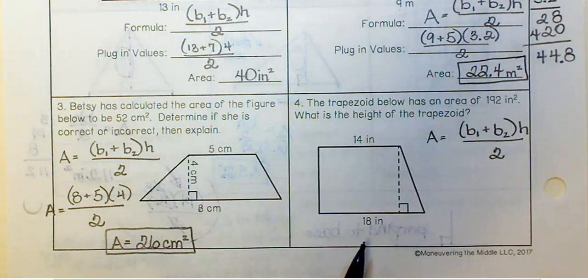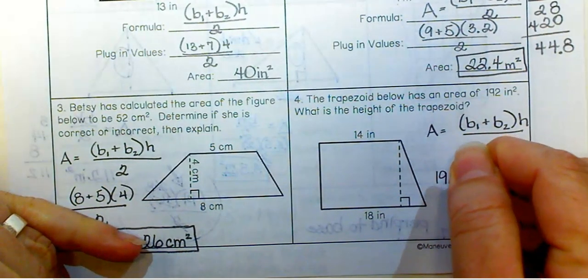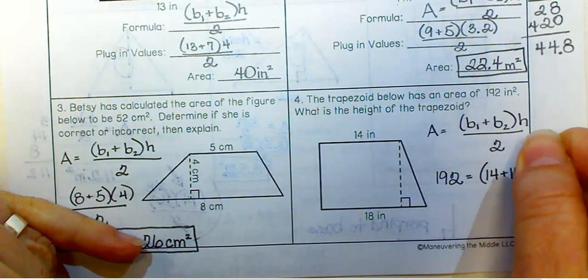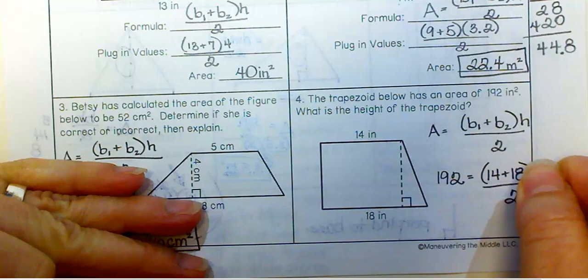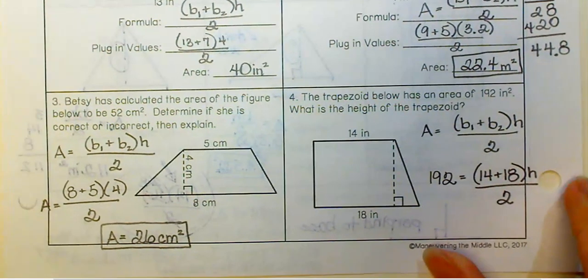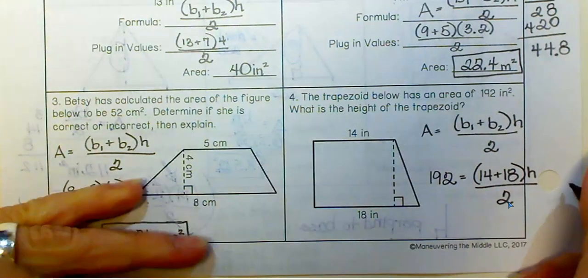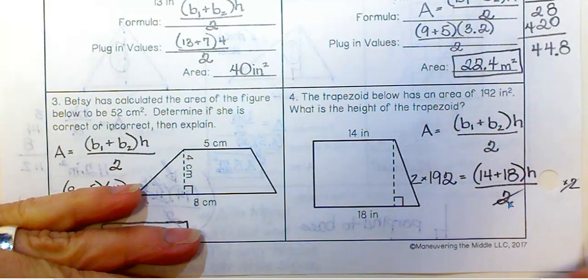Now, on number 4, there's a little bit of a trick. The trapezoid, what they gave you was the area already. So I'm going to use this formula, but I know this number over here. I know 192 equals base 1 plus base 2 times height divided by 2. All right. Now, if you remember rearranging, if I have divided by 2 over here, let's get rid of it by multiplying both sides by 2. So times 2 times 2. That's going to get rid of it here.